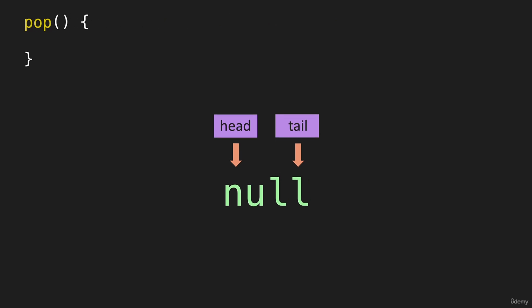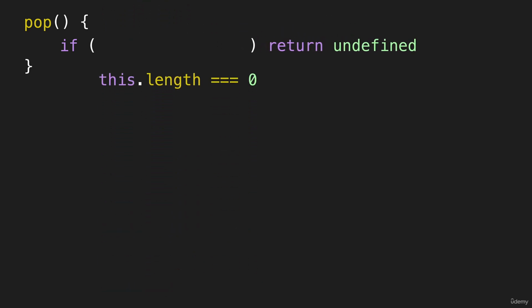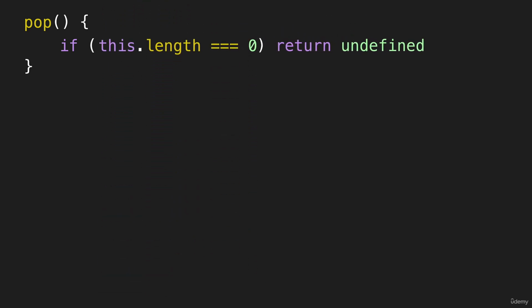So the first thing we're going to code for is if we have an empty linked list. We can do that like this. And this is the way we've done it before. But we could also say if tail is null. We could also say that the length equals 0. This is the one I'm going to use here. And we're going to return undefined.